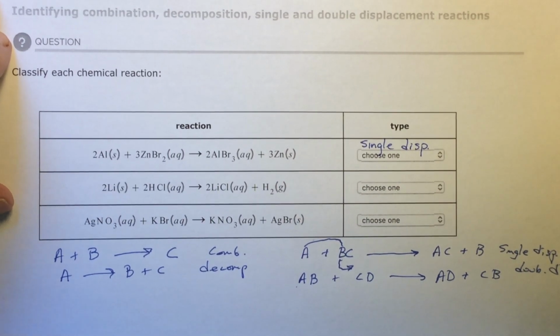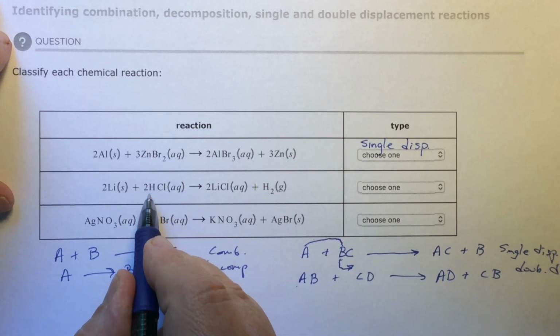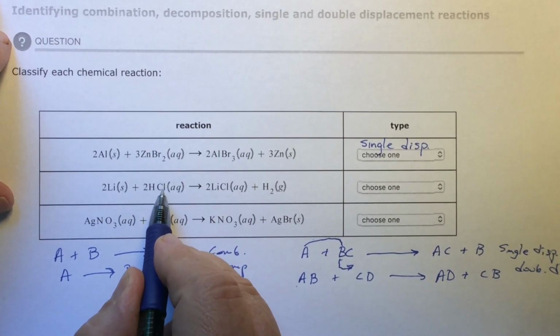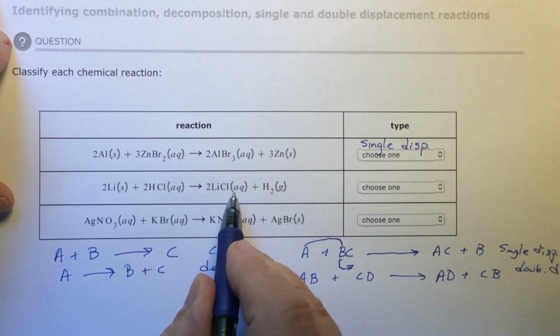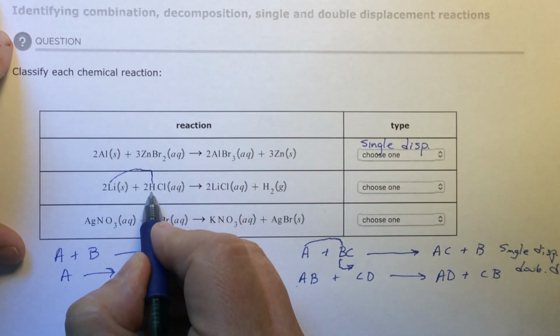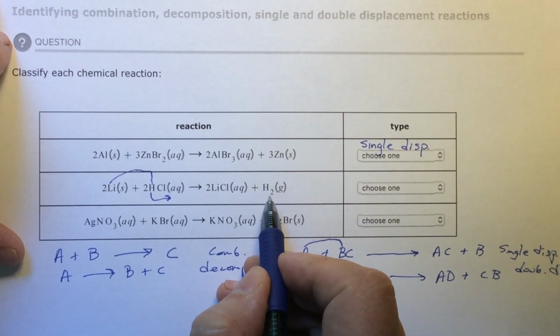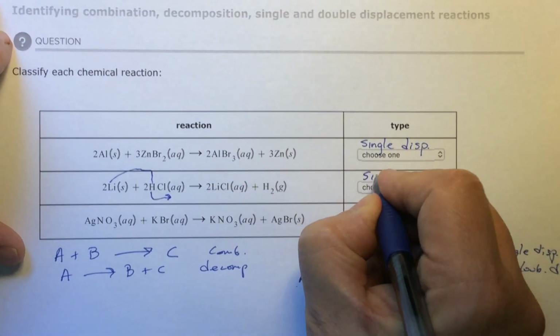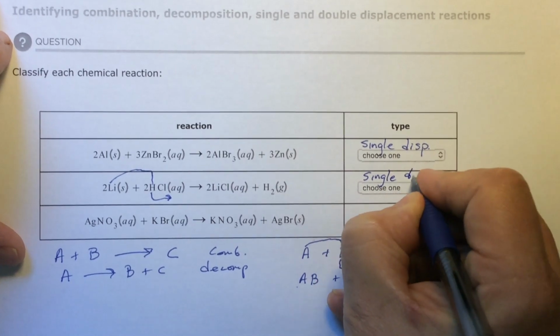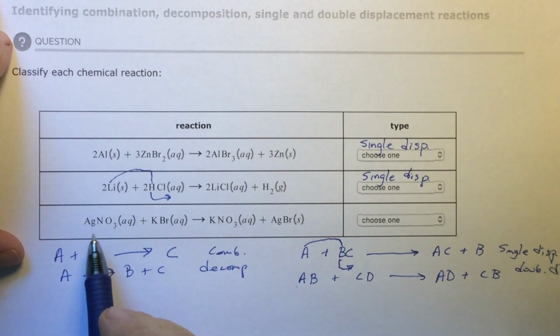Okay. What about this one? We have lithium and hydrochloric acid, so we have HCl. And then you end up with lithium chloride. This is the same thing, right? Lithium is coming in and kicking out the hydrogen, and hydrogen gas is being released. So this is also single displacement.